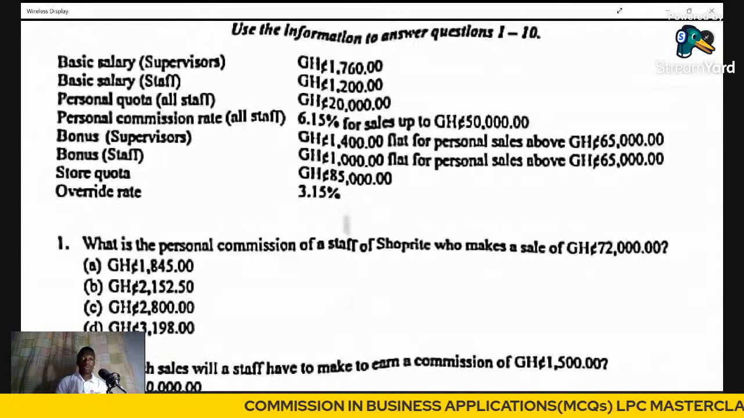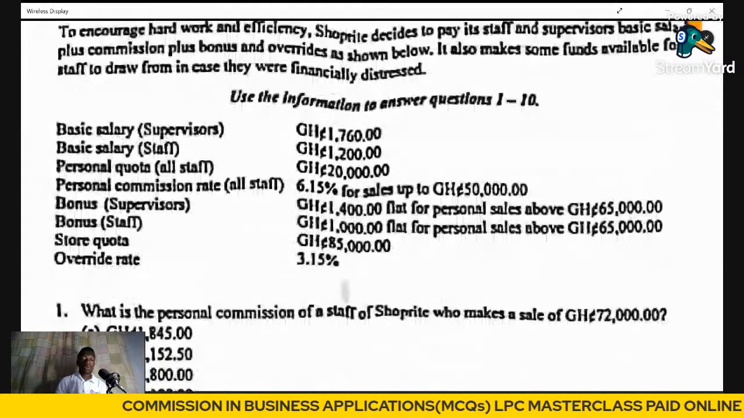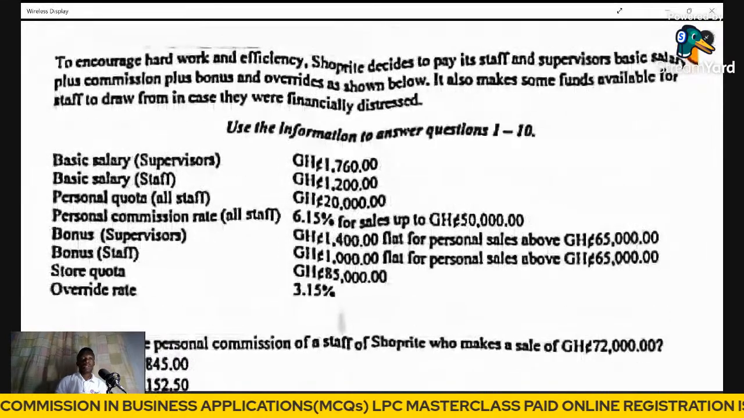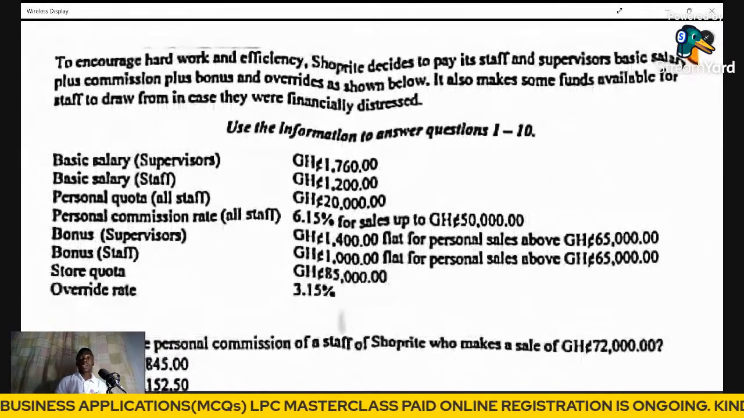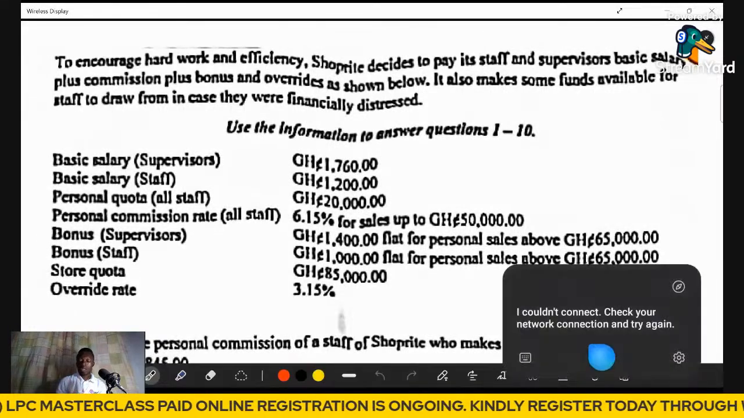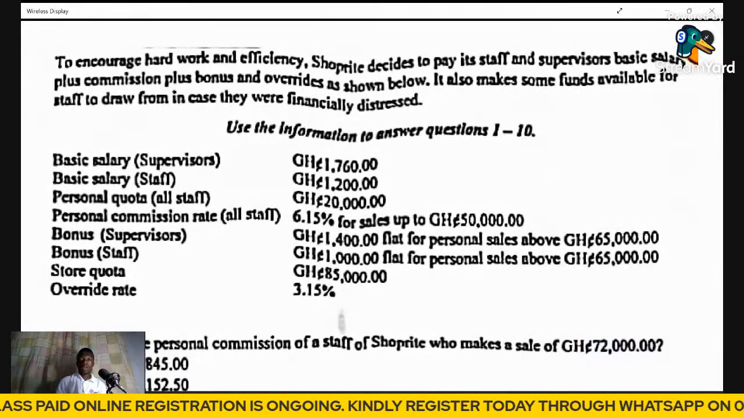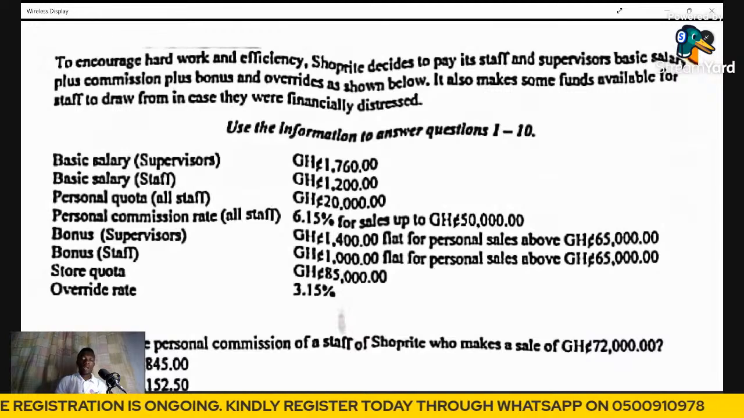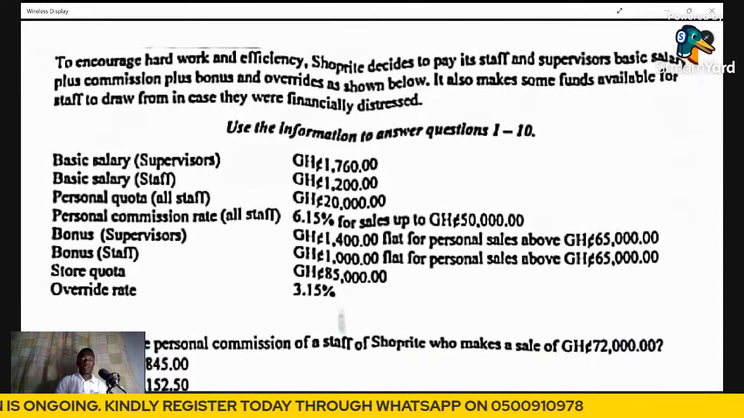Today's episode, we want to look at a practice question to explain the basic understanding in commission. So that's what we want to take on.